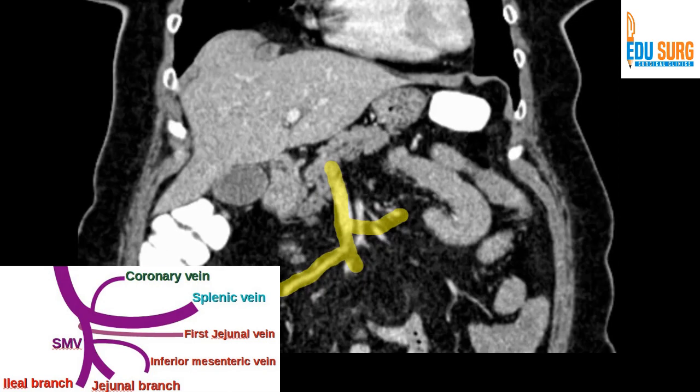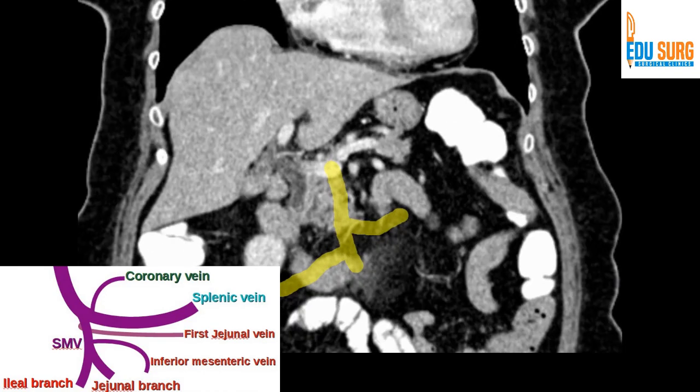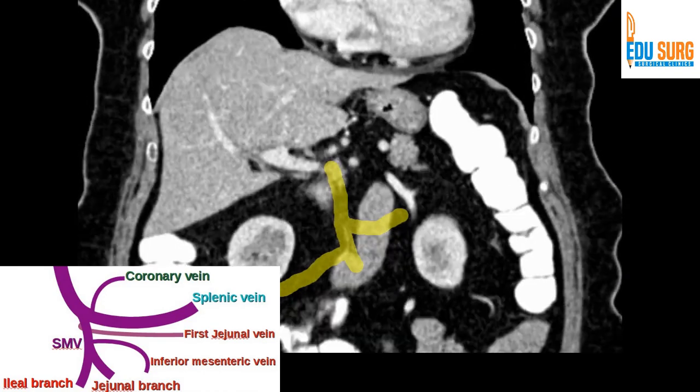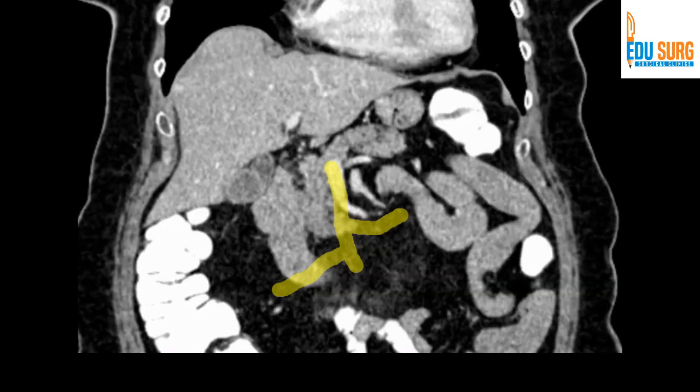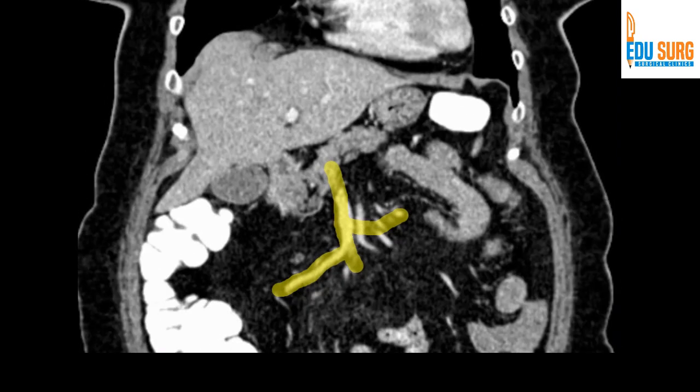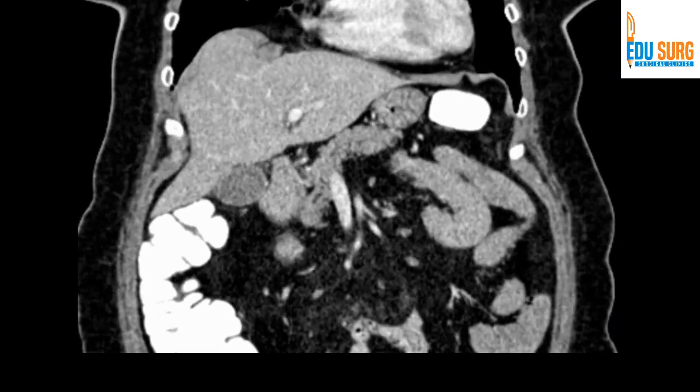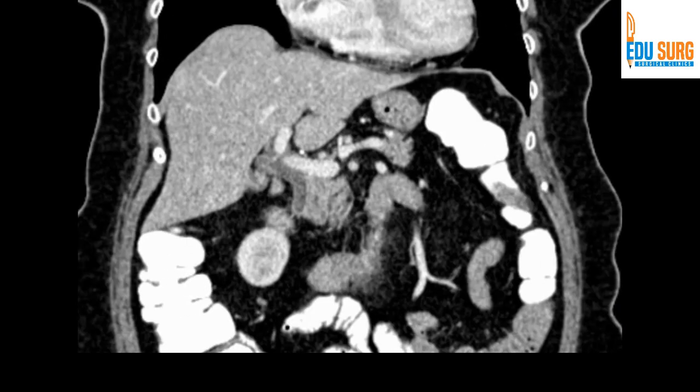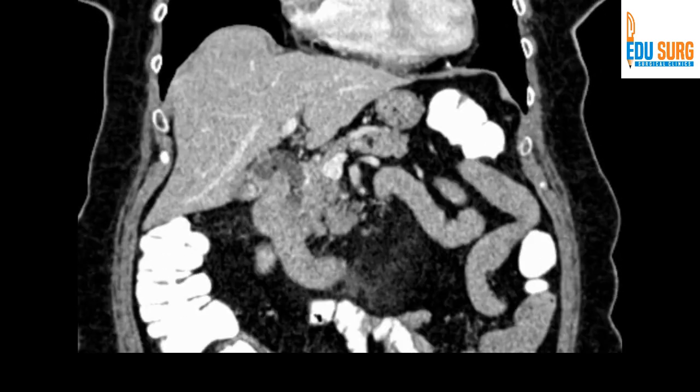Another important branch is the right colic branch. You can see it's going into the right colon. So right colic branch, ileal branch, jejunal branch. These are some of the important tributaries of the superior mesenteric vein.